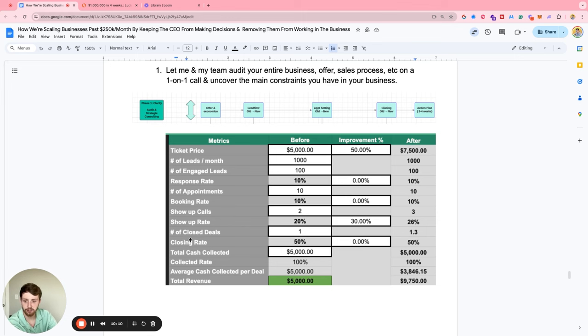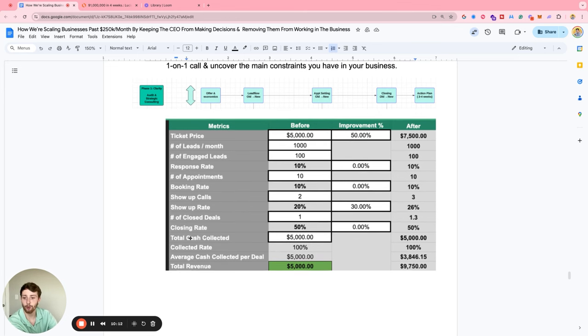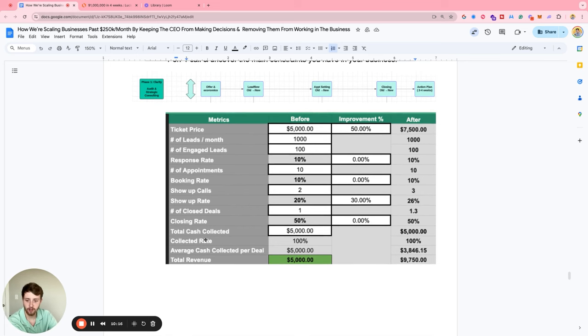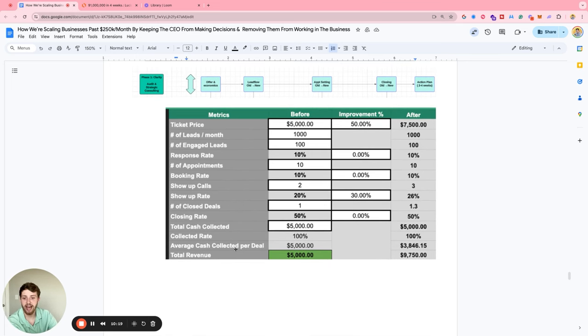What's the show up rate percentage? What's the number of closed deals? What's the total closing rate? What's the total cash collected, sorry, and then the collection rate? And then what's the average cash collected per deal? And then total revenue that you're doing a month.